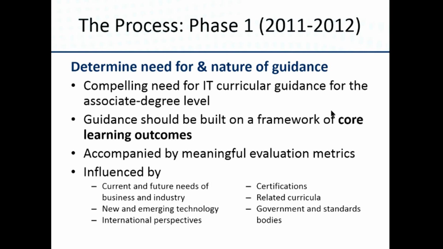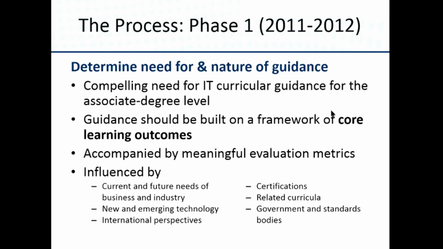And furthermore, they came up with some recommendations on what that guidance should look like, what should be the nature of that guidance. And the first key point is that it should be built on a framework of core learning outcomes. So if you think about IT and all the different IT programs out there, there's a lot of variety. And rather than try and tackle every possible direction that you could go with an IT degree, the recommendation was to focus on what's common to IT programs. What is the intersection of those IT programs, those core learning outcomes. And then secondly, it should be accompanied by meaningful evaluation metrics. So to make this useful, to make this something that we can apply and use.